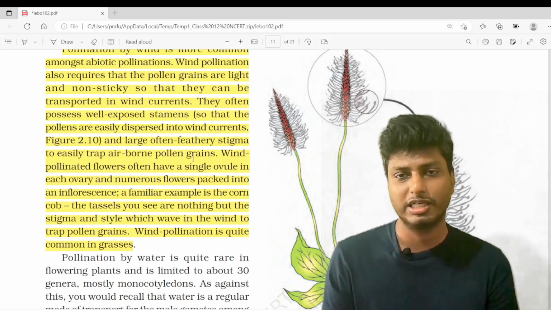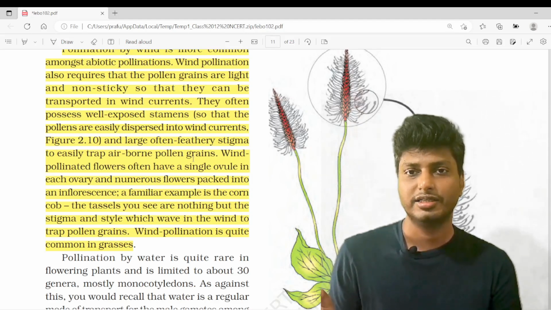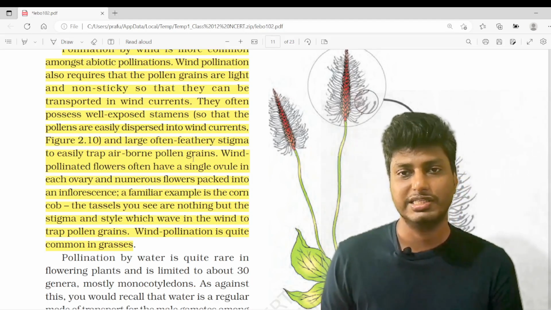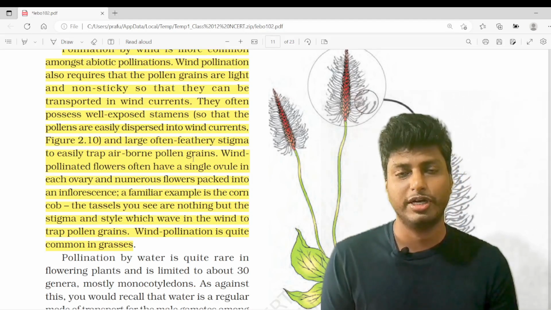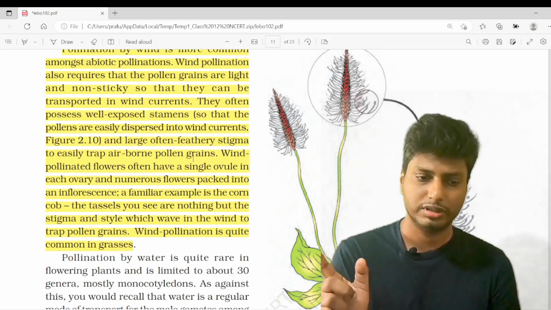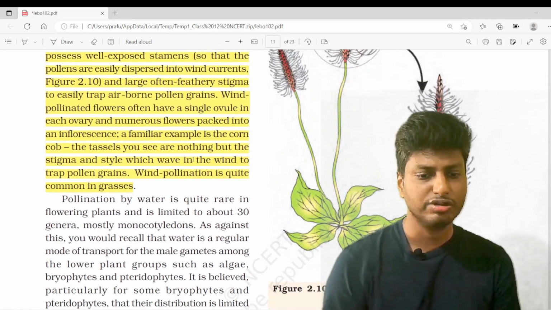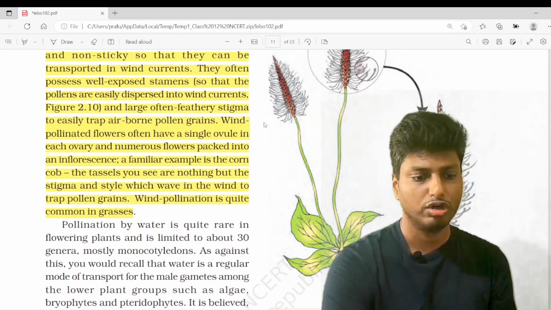When we go to the insect pollinated plants, we will see that the pollen grains are sticky because they have to stick to the back of the insect, but in the case of wind pollinated plants, the pollen grains are smooth. Okay, so remember that. And as we just said, this is an example of a corn cob.